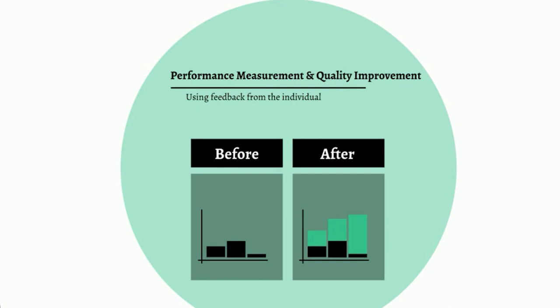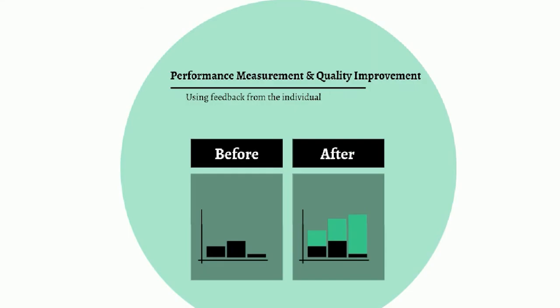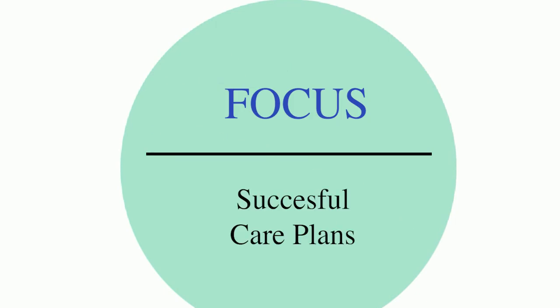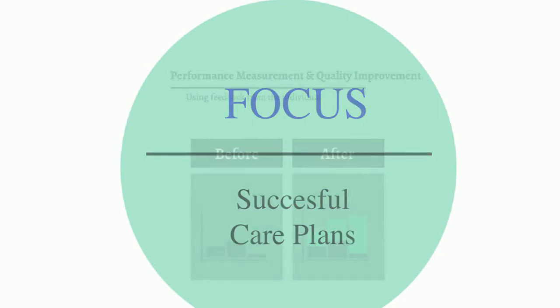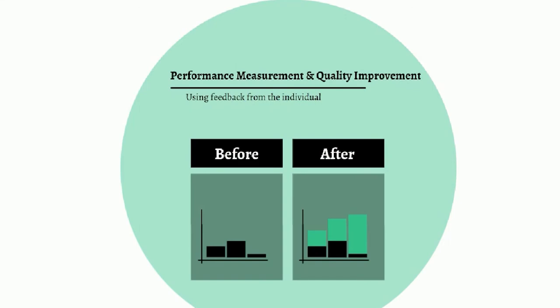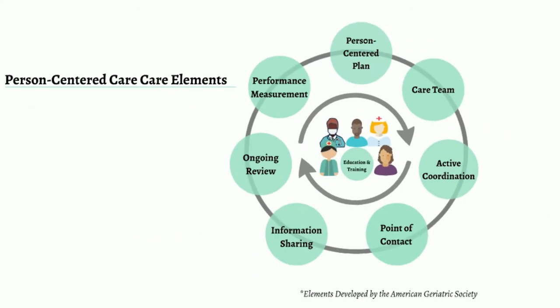Performance measurement and quality improvement. For this element, using feedback from the person and the caregiver is important. The story they tell and subjective measures they provide are an important part of performance measurement and quality improvement. This vital information augments the measurable outcomes. The focus should be on successful implementation of care plans, evidence that the person's goals are being met, and evidence that efforts are being made to minimize difficulties during care transitions between healthcare providers and across care settings.